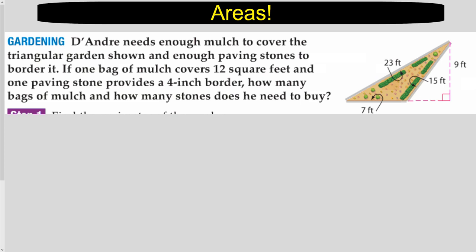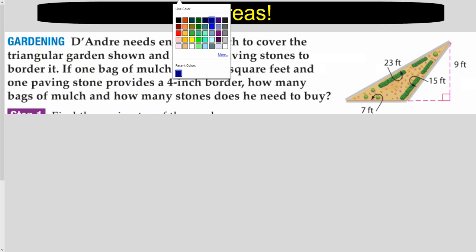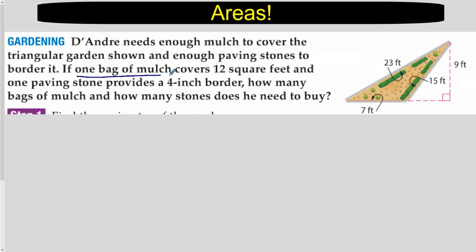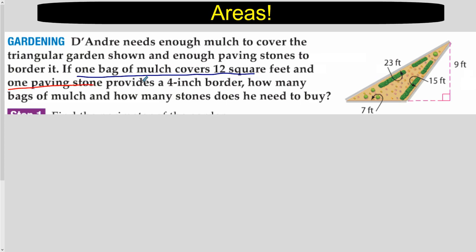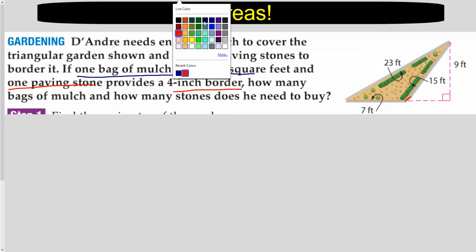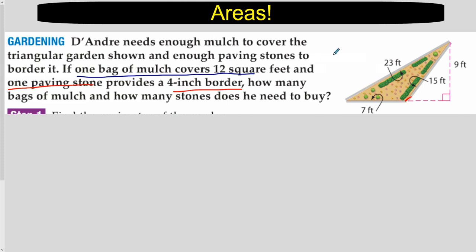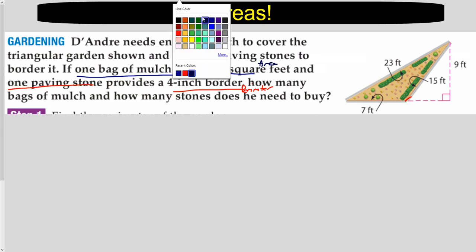If one bag of mulch covers 12 square feet, let's mark that. One bag of mulch covers 12 square feet, and then in a different color, one paving stone will give you a 4-inch border, meaning 4 inches long, not 4 inches wide. How many bags of mulch and how many stones does he need to buy? Well, if you think about it, the blue is how much area, right? It's in square feet. So that's area that we need to find. The length going around the edge is perimeter. So we need to find those two things for this triangle. Let's start with the area.